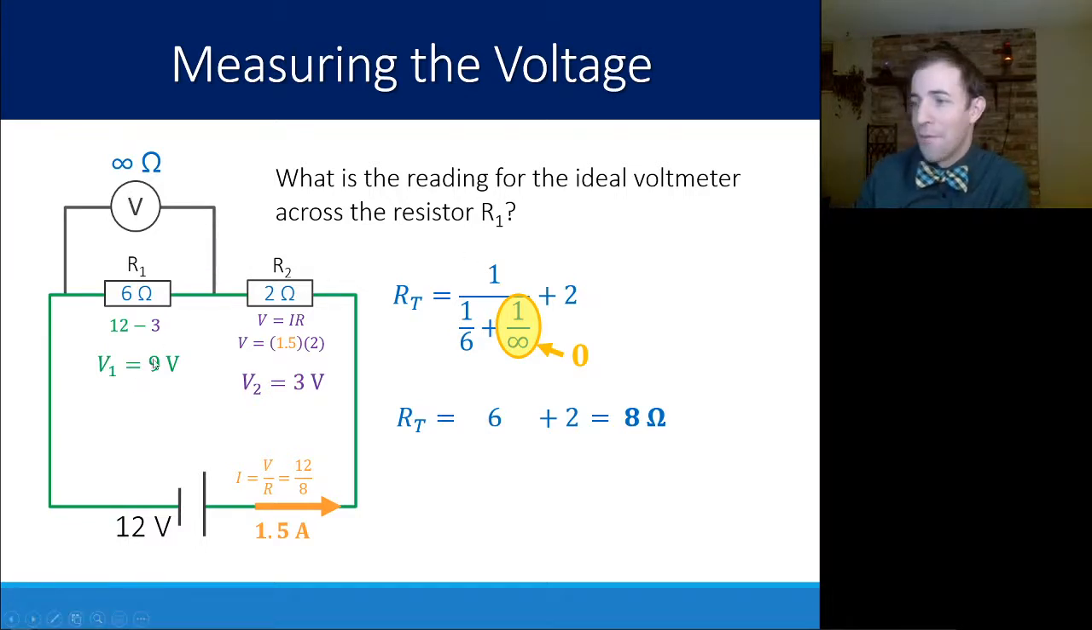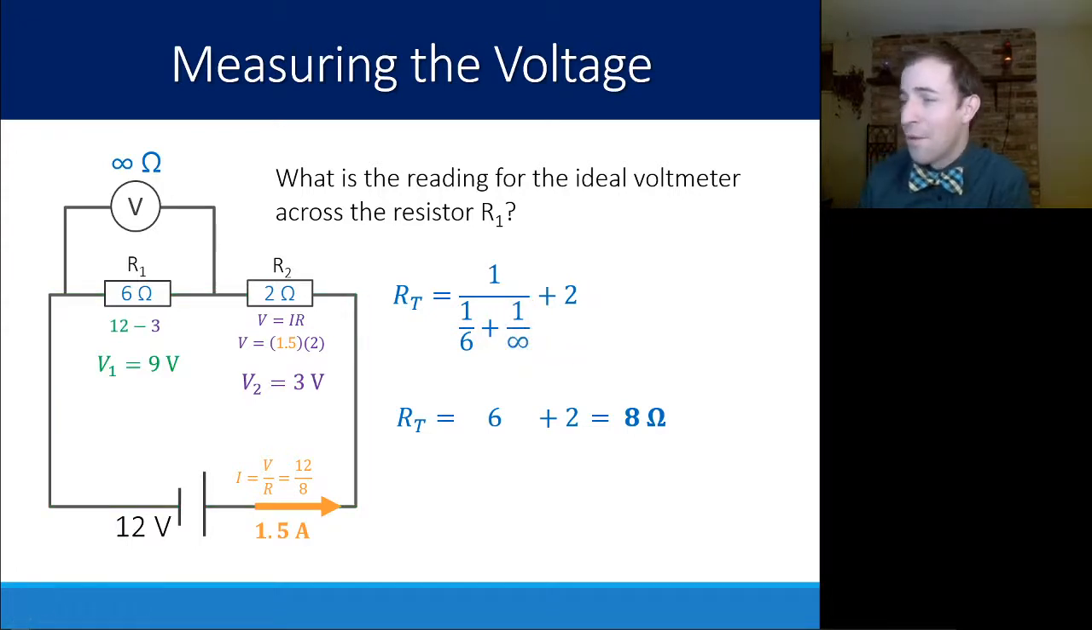So all of that process gets us to a final voltage reading of 9 volts. Again, we found the equivalent resistance, used the resistance to find the current, used the current to figure out the voltage drop in R2, and then used the loop rule to figure out what was left for R1. Now, not every voltmeter is going to be ideal.